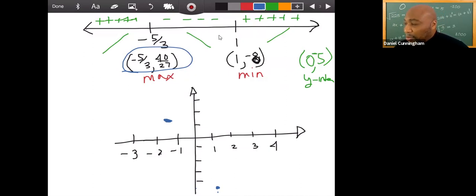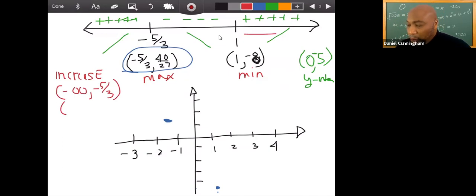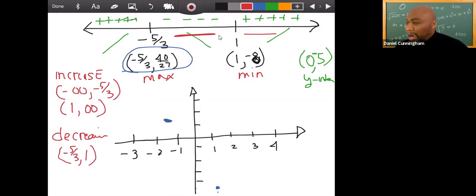from the interval, and this is how you want to write it. It's increasing, looking back at our intervals, from -infinity to -5/3, and also is increasing at this third interval, which is 1 to positive infinity. It's decreasing only in one interval. That's the second interval right here, between -5/3 and 1. So that's our answer. That's how we write increasing and decreasing.